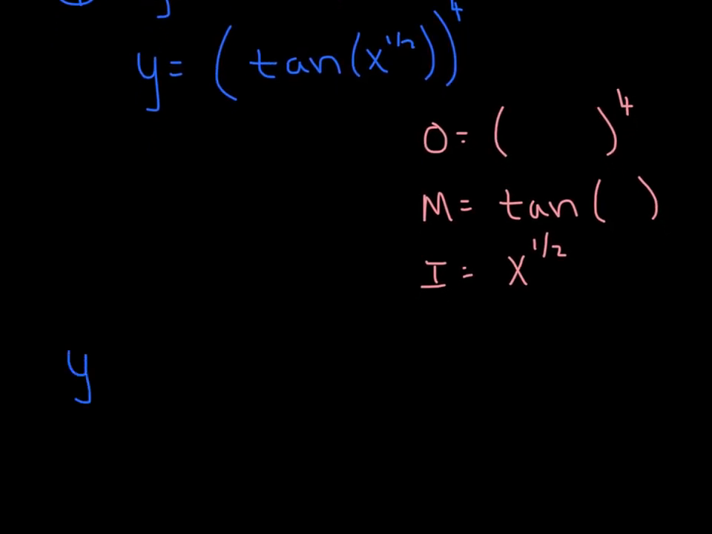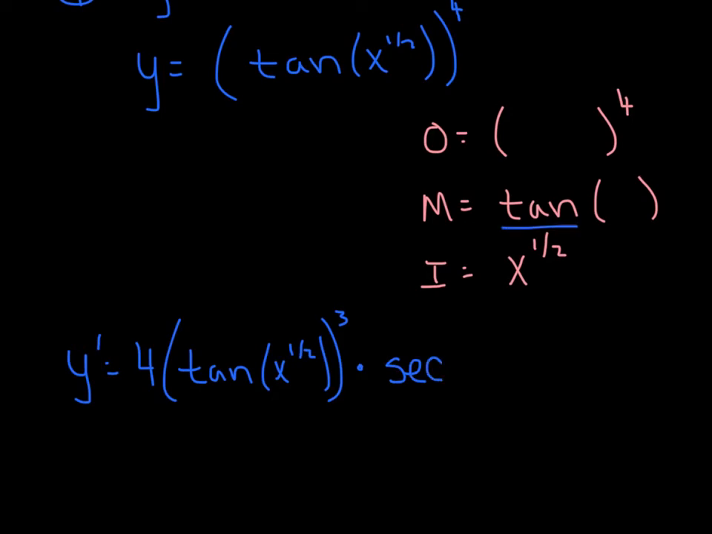First thing I need to do is derive the outer function. While I do that, I cannot touch the middle or the innermost function. My new exponent is a cubed. Once I put that cubed on there, I'm done with my outer function, and now I'm going to derive my middle function. The derivative of tangent is secant squared of, and you cannot touch that innermost function yet.